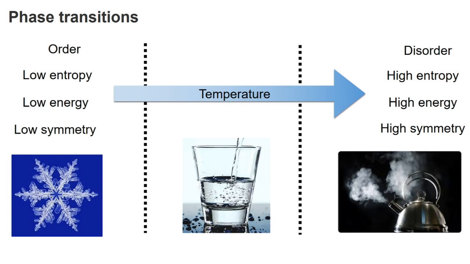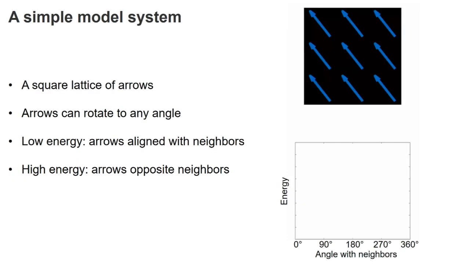So in the context of this talk, I want to use a simpler model than water, because water is actually very complicated when you start digging into the details. So the model I'll be talking about is this square lattice of arrows. So I've got 9 arrows drawn there in a square arrangement. And the arrows will be allowed individually to rotate to any angle.